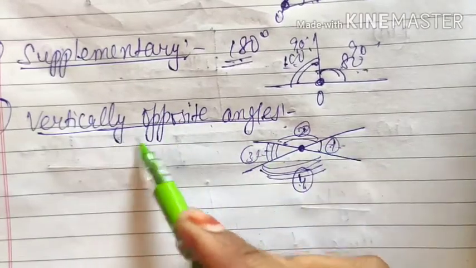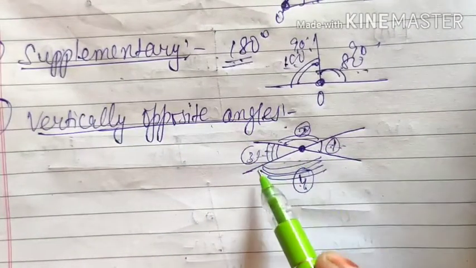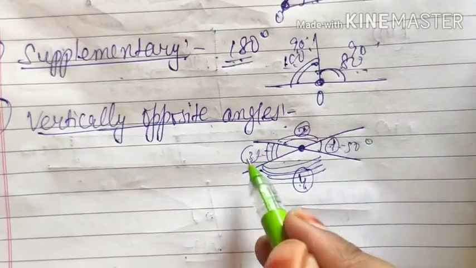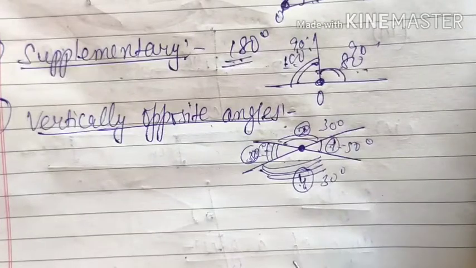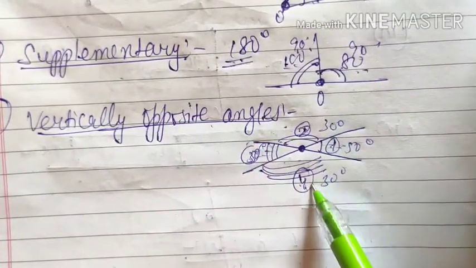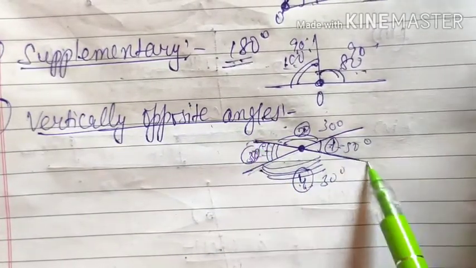They are known as vertically opposite angles and they are always equal. That means if this is 50 degrees, then this will also be 50 degrees. If this is 30 degrees, then this will also be 30 degrees. So they are known as vertically opposite angles. They are made by the intersection of two lines.